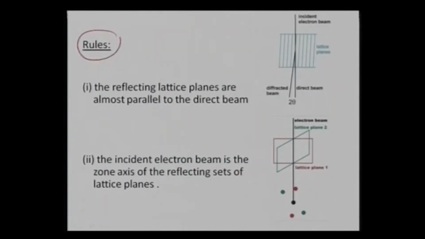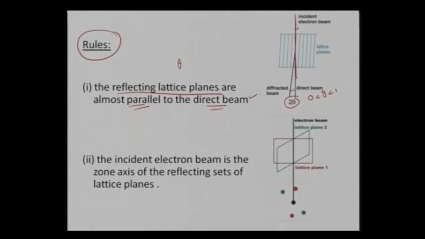So there are certain rules. I have my incident electron beam. It interacts with the lattice planes, and it gives me a diffracted beam at an angle of 2 theta. And since my theta values are very low, the reflecting planes are almost parallel to the direct beam. So that's what we can see, that my beam which is getting diffracted is tilted only at very fine angles of 0 to 1 degree. So they are almost parallel to the direct beam.